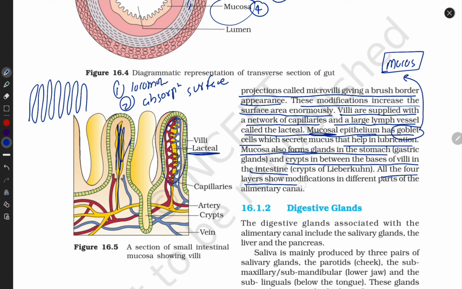All the 4 layers show modification in different parts of the alimentary canal. We know that the alimentary canal is made up of 4 layers, but at the esophagus, the stomach and the small intestine they show different features. But it is made up of 4 layers, guys.